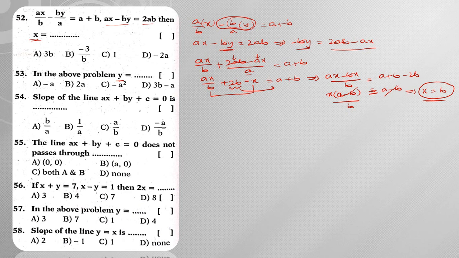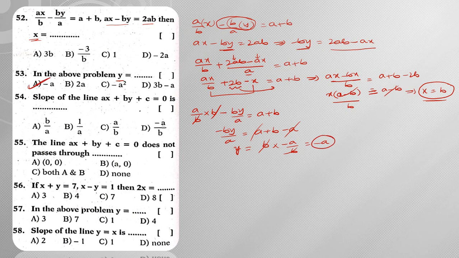Then what about the value of y? So if x is equal to b, when I substitute in any one of the equations, a by b into, in the place of x, simply replace b, minus by by a is equal to a plus b. So from this, bb gets cancelled. When I transpose a, then I can write minus by a is equal to a plus b minus a. So a gets cancelled. Now from this, y can be written as b into minus b by a, which can be written as minus a by b. So here bb gets cancelled. So the value will be minus a.